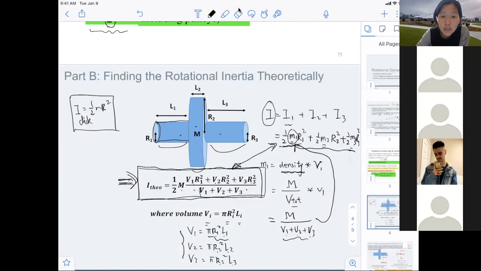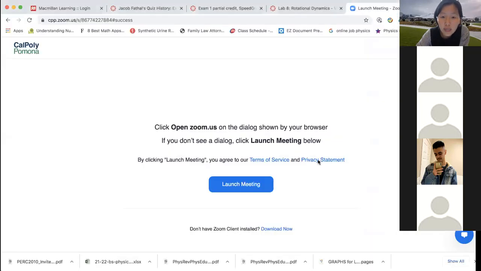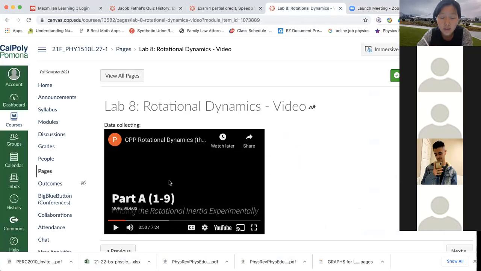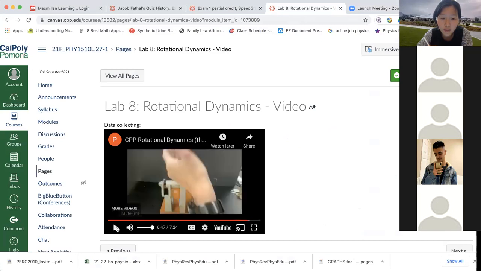So we pretty much figured out how to do this theoretically. We'll take a really quick look at the video on the last part. We will come back to do part A later, but now we just want to get the theory part out of the way. So this is part A, but I'm going to jump to part B, to show you where they are measuring the different radius. So part B.